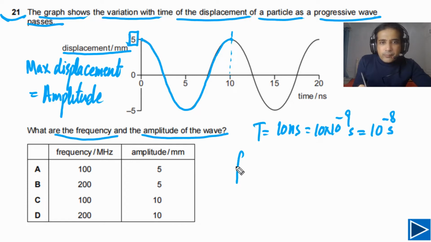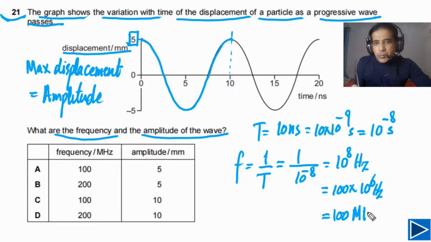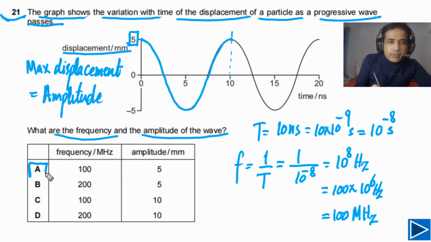We need to find frequency. So simply we can write down frequency is equal to 1 over time period. So we can write down 1 over 10 to negative 8. So it simply means that this is 10 to 8 hertz. Or we can write down this is 100 times 10 to 6 hertz, and 10 to 6 is equal to mega. So frequency is equal to 100 megahertz. So the answer for this question is A.